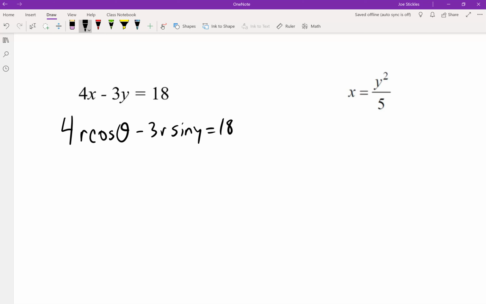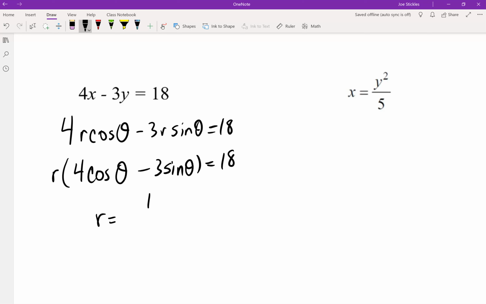And again, in these problems, you're typically going to be asked to solve for r. So in this particular one, we want to factor out the r. Oops, this should have been a theta here, not a sine of y. My apologies, that should have been a sine of theta. So we get 4 cosine theta minus 3 sine theta inside the parentheses, r factored out in front, equals 18. And then to solve for r, we have 18 over 4 cosine theta minus 3 sine theta.